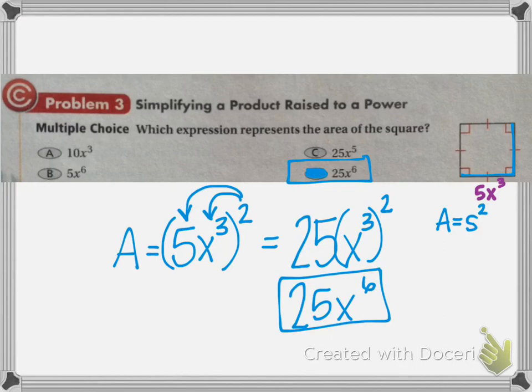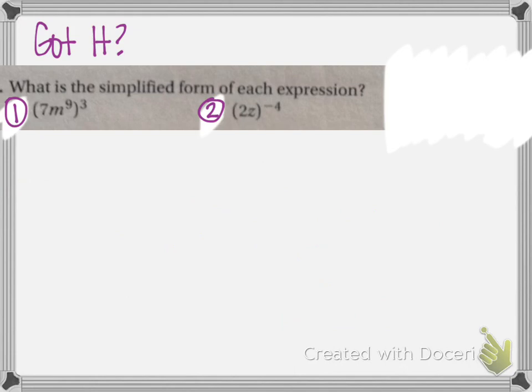Okay? Alright. I want you to try 2. Here's a product of a power. You're going to have to do 7 to the third, and then m to the 9th to the third. And then you're going to do 2 to the negative 4, z to the negative 4. And since the exponent's negative, don't forget to push it to the bottom. Okay, pause it, do your 2 answers, and catch up with me.